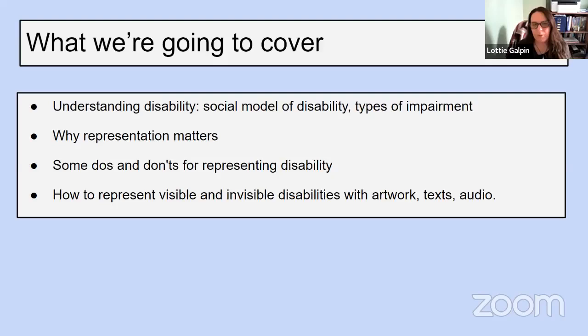We're going to have a think about why representation matters. We're going to look at a few do's and don'ts for representing disability. And we're also going to consider how to represent visible and invisible disabilities with artwork, texts, and audio.